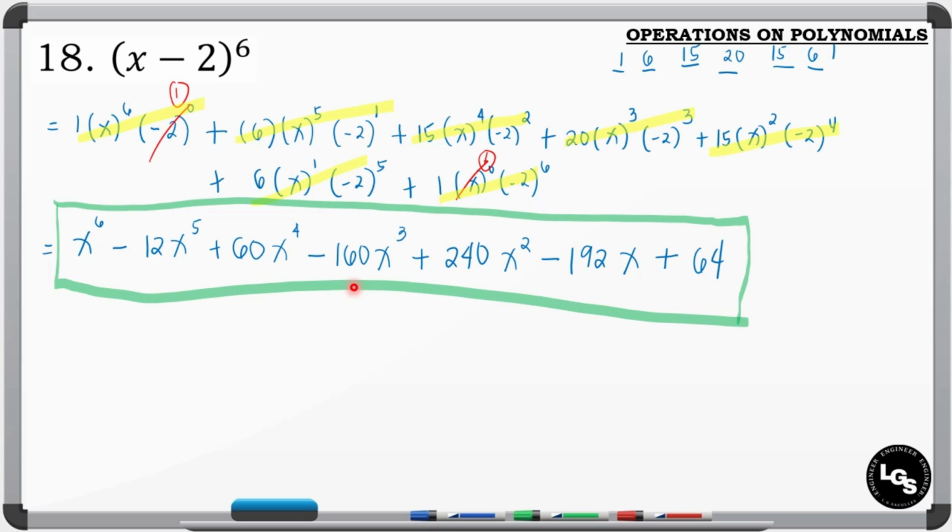It is like when we have the cube of a binomial in the form of x minus y. We have there, diba, positive 1, negative, then positive, then negative. So this is the same if we have a minus sign between the terms. I hope this example is good to everyone.